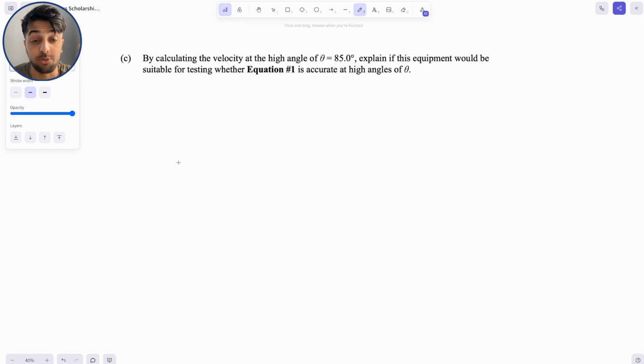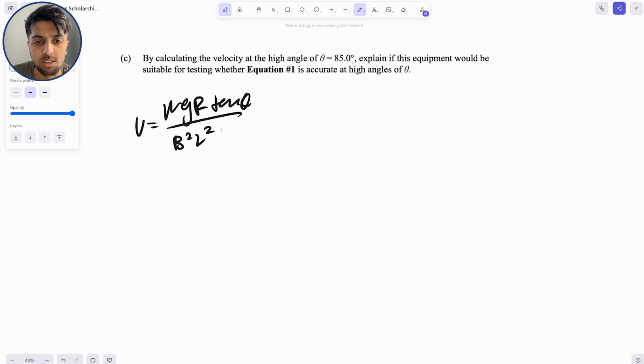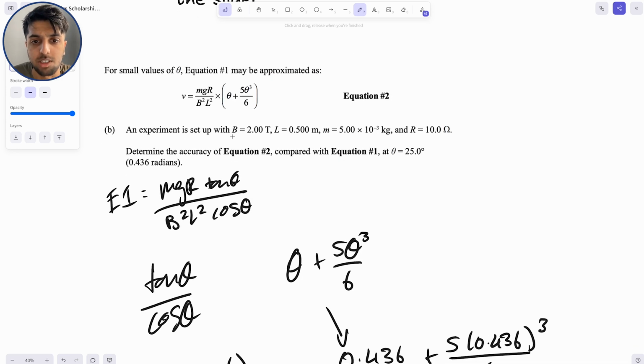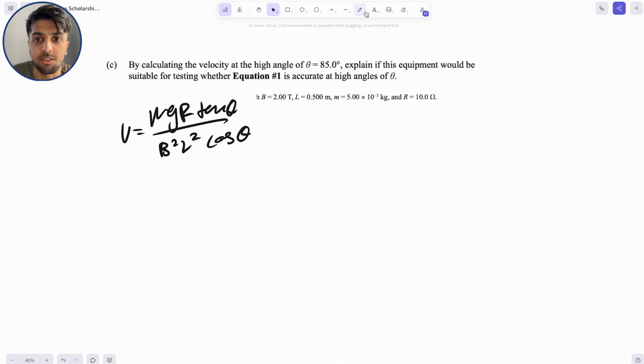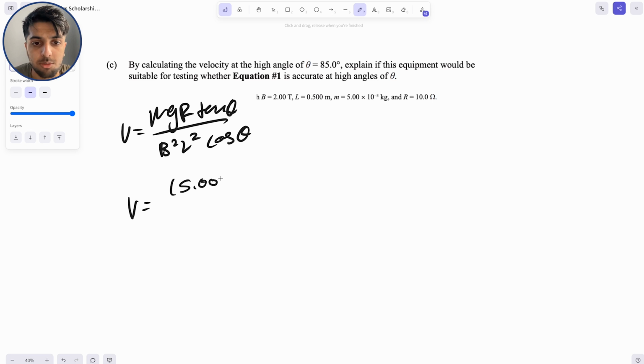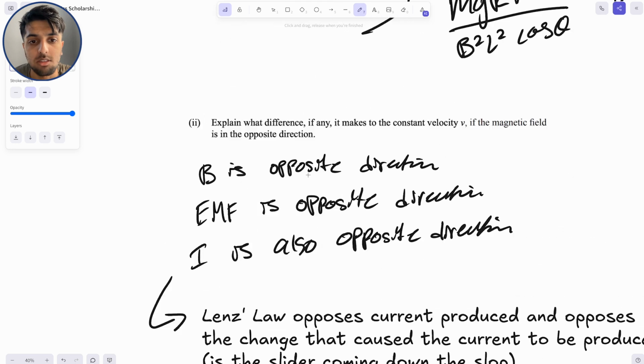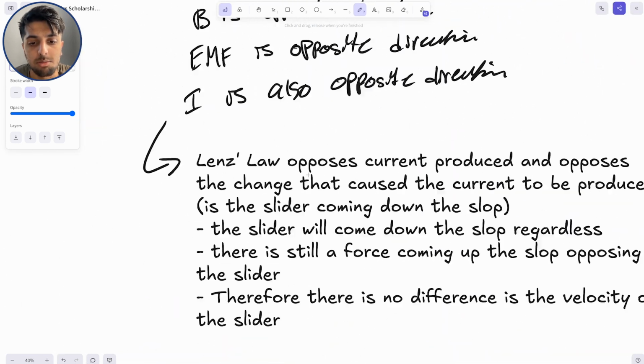For this next part C, we're just calculating the velocity. So we've got our velocity equation, that's equation 1: mgr tan theta all over b squared l squared cos theta. And we're subbing in these values here. Let me just move these down now. To calculate the velocity, we simply sub these values in. We have a mass, which is 5.00 times 10 to the negative 3. G is 9.81, I believe. Yep.